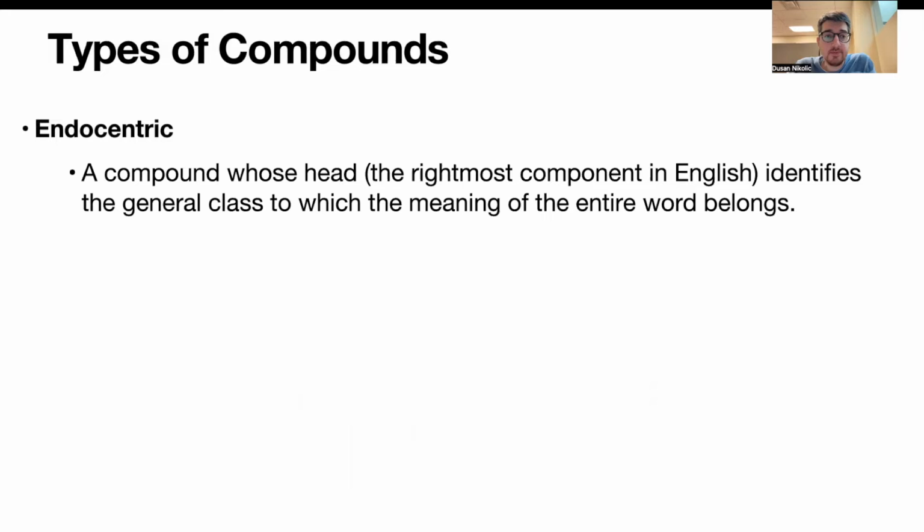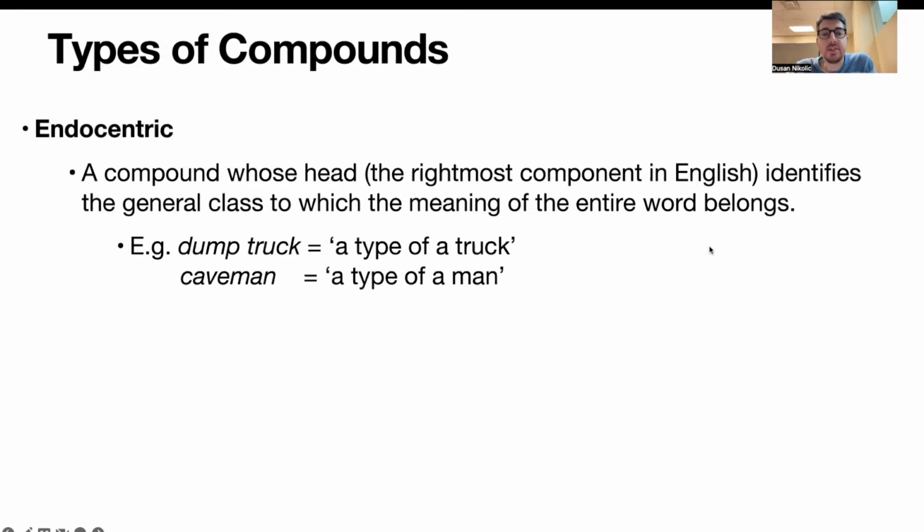There are two types of compounds. The first one is endocentric, a compound whose head, usually the rightmost component in English, identifies the general class to which the meaning of the entire word belongs. So, for example, we can have a dump truck, a type of truck, and a caveman, a type of man, right? So both of these are a type of truck, a type of man. This man component here determines what class the whole thing will belong to.